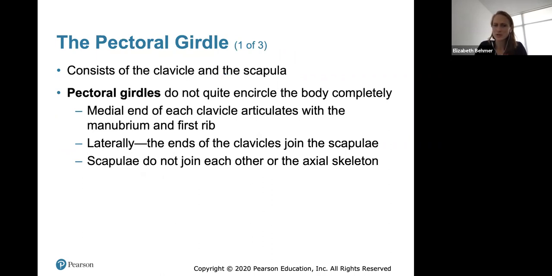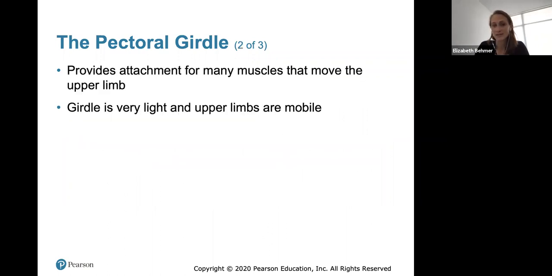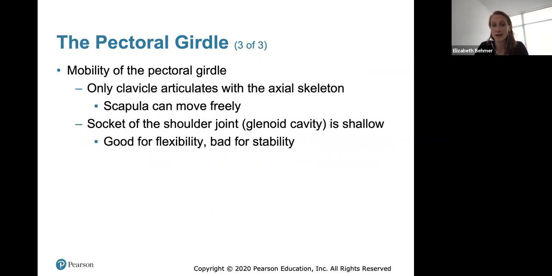So your pectoral girdle, first of all, consists of your clavicle and scapula. The pectoral girdles do not quite encircle the body completely, so the medial end of each clavicle articulates with your manubrium and the first rib, and laterally your clavicle joins with your scapula, and the scapulae do not join each other or the axial skeleton. The pectoral girdle provides attachment for many muscles that move the upper limb, and the girdle is very light and the upper limbs are mobile.